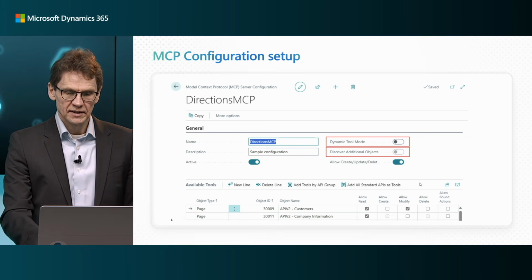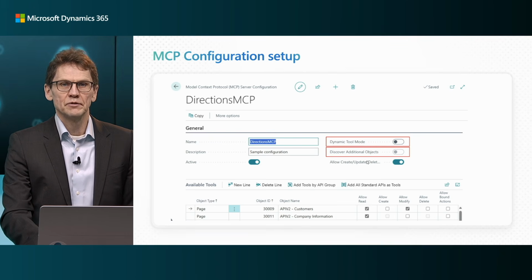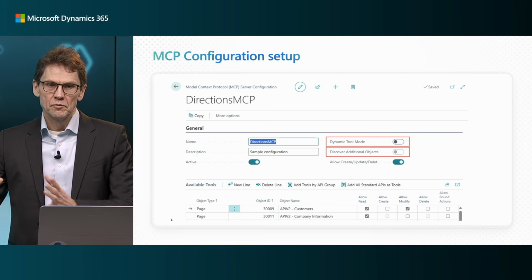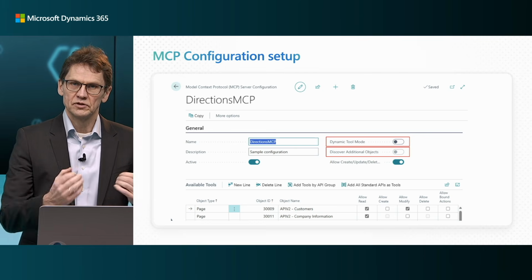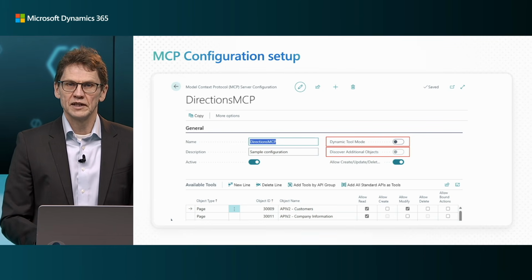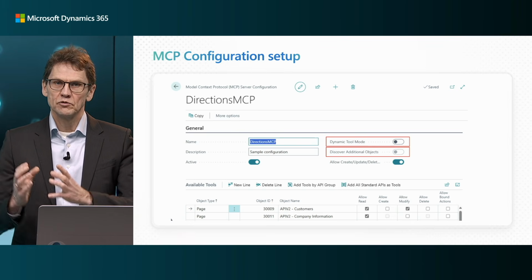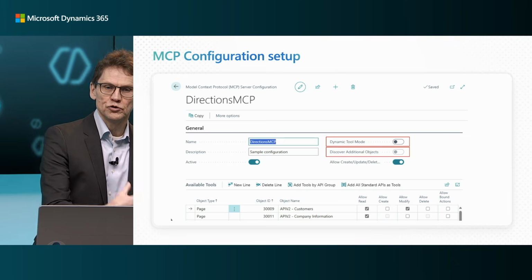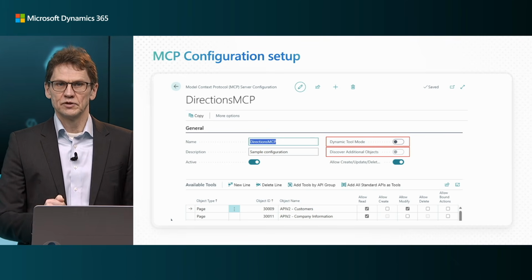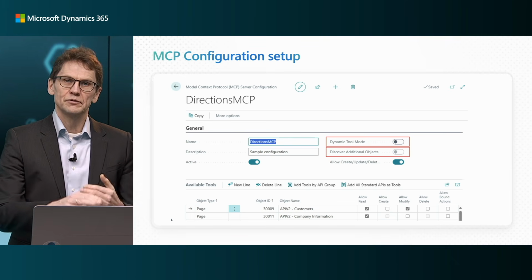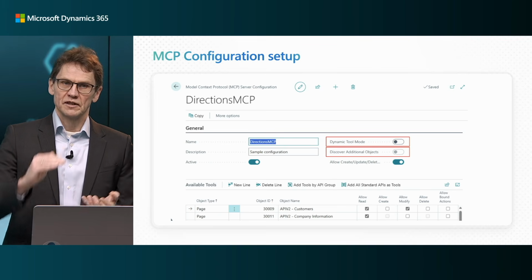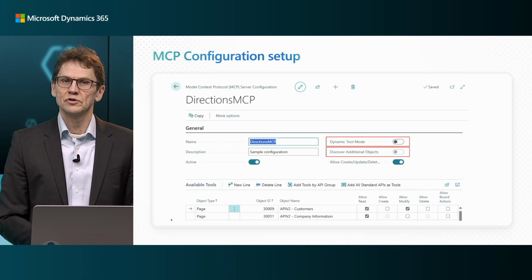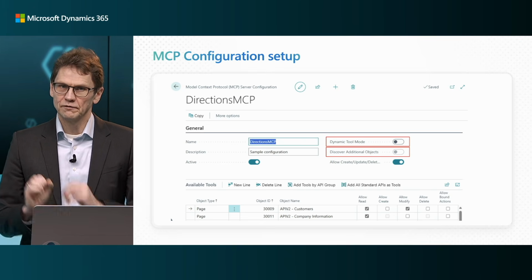Now I want to dwell a little on what we have up here with dynamic tool mode and discover additional objects. We can either preload all the tools into the MCP server so that the tools are always available, or you can run in dynamic tool mode where you ask an action, which tools do you have available, and then it'll give you the list. So the moment you enable the dynamic tool mode, the tools are not available from the beginning, but they can be found using this action search tool that you might have seen in the default configuration.